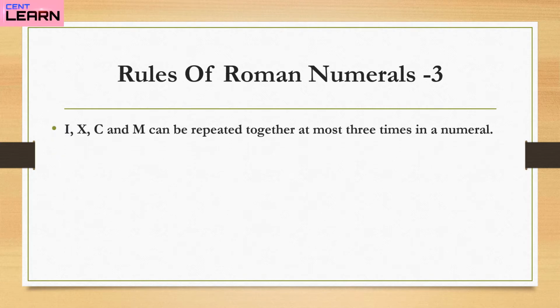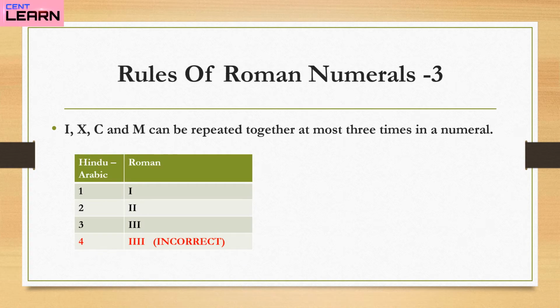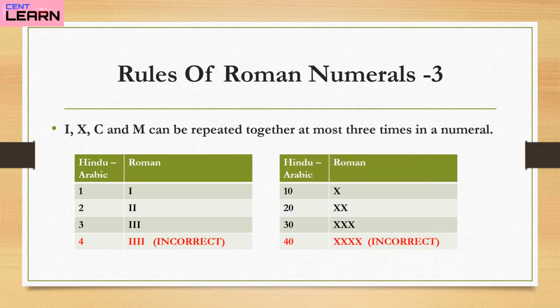I, X, C and M can be repeated together at most 3 times in a numeral. So 1 is I, 2 is II, 3 is III. But we cannot write 4 as III because it can be repeated at most 3 times, not more than that. Similarly, 10 is X, 20 is XX, 30 is XXX, but 40 we cannot write XXXX.